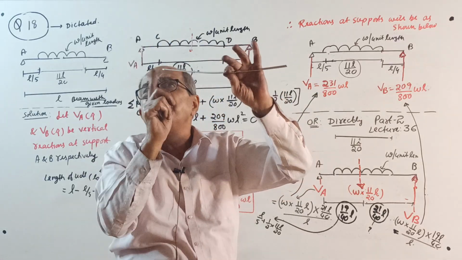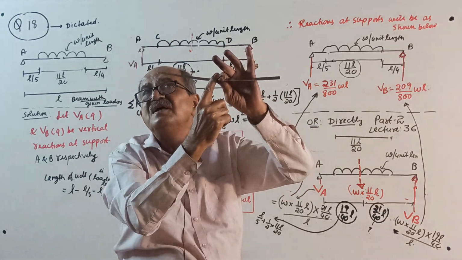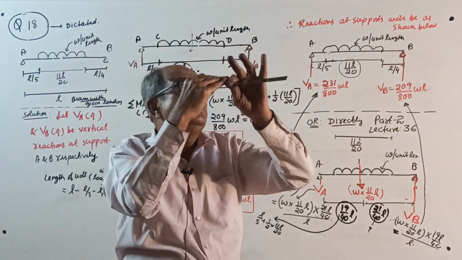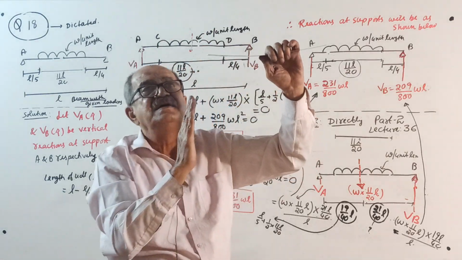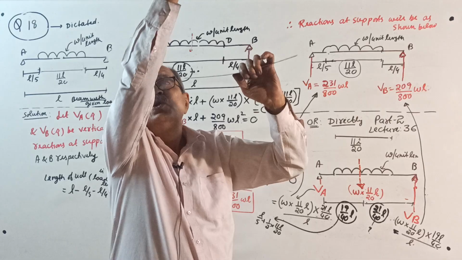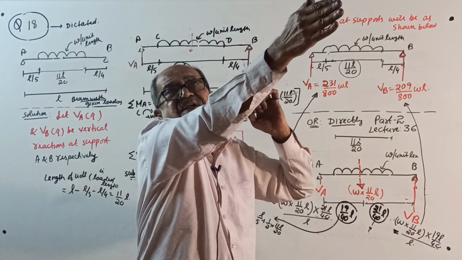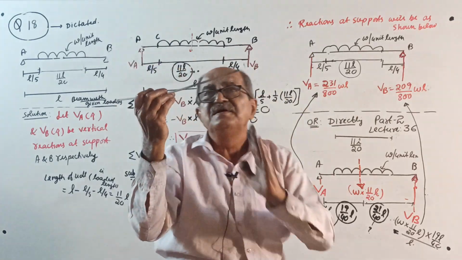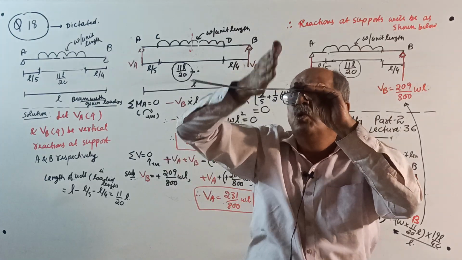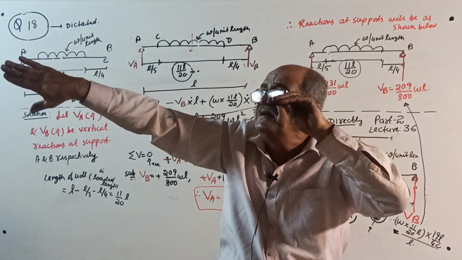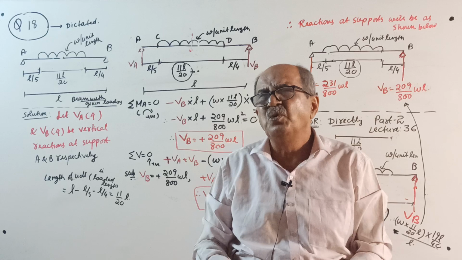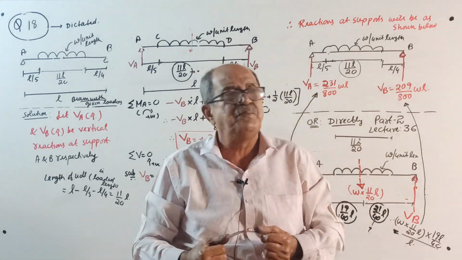Mark the distance from this end to that line of action. Mark from that side. Then this reaction equals load into the other distance by span. This reaction equals load into, once again, the other distance by span. I have told this so many endless number of times.